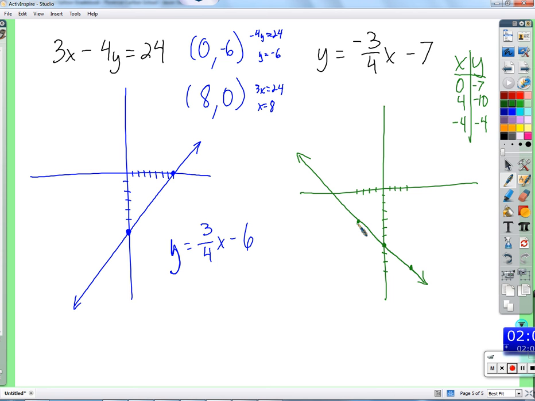Let's say we were to change this to a positive 3/4. Let's look at that. Y equals 3/4 x minus 7. So all I'm doing here is just making up a new equation, where the slope is 3/4. Let's graph this over here. Go up 1, 2, 3, and over 1, 2, 3, 4. Oh, this isn't a very good looking graph, because it's not looking the way it should.